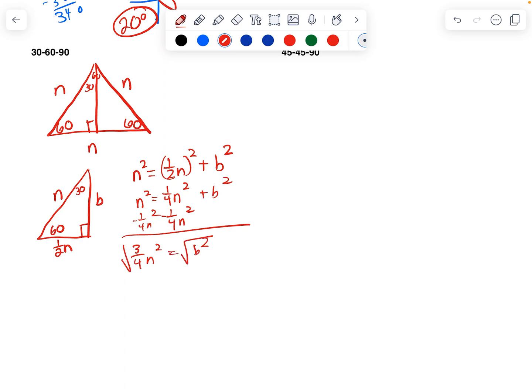And now if I square root that, I'd have the square root of 3 over 2 n equals this side length. So this is the square root of 3 over 2 n. Now, those are our special right triangle values.